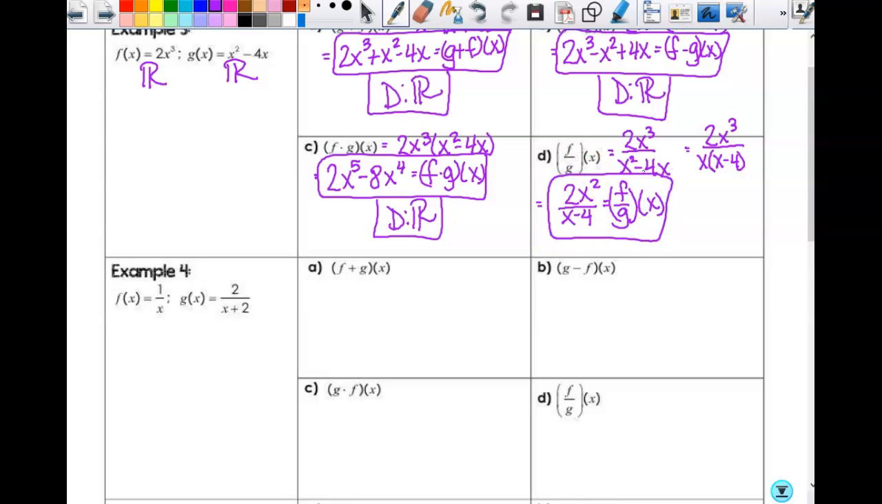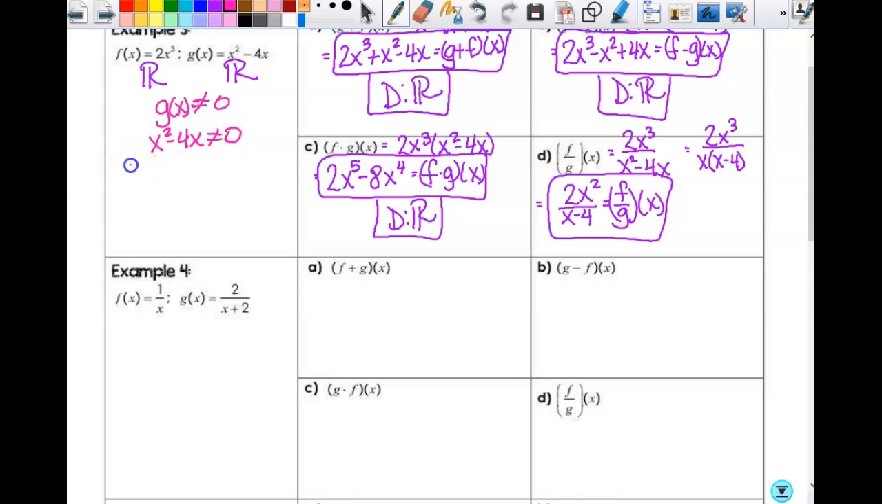Okay, now my domain could be all real numbers, but maybe not. I've got to go back up here and see what's going on. So I know that g of x, or whatever the denominator happens to be, cannot equal 0. So x squared minus 4x cannot equal 0.